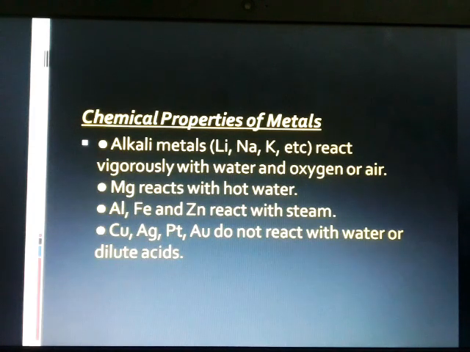Next, magnesium reacts with hot water. Aluminium, iron and zinc react with steam. See, the water formula we know is H2O. So this H2O is not only for hot water, but for steam, cold water, everything. Each metal has certain variances in reacting with water. So magnesium will not react in cold; it reacts only with hot water. Aluminium, iron, zinc react with steam. And copper, silver, platinum and gold do not react with water or dilute acid. So only we are wearing them daily, otherwise they would cause skin disease to us.